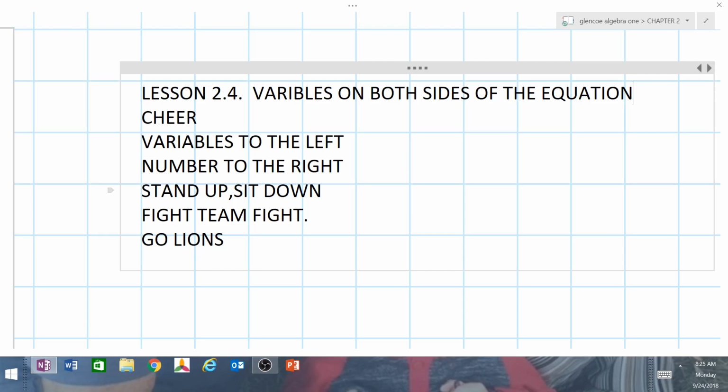Variables to the left, numbers to the right. Stand up, sit down, fight, team, fight. Go Lions. All right, and then we just give some spirit fingers.